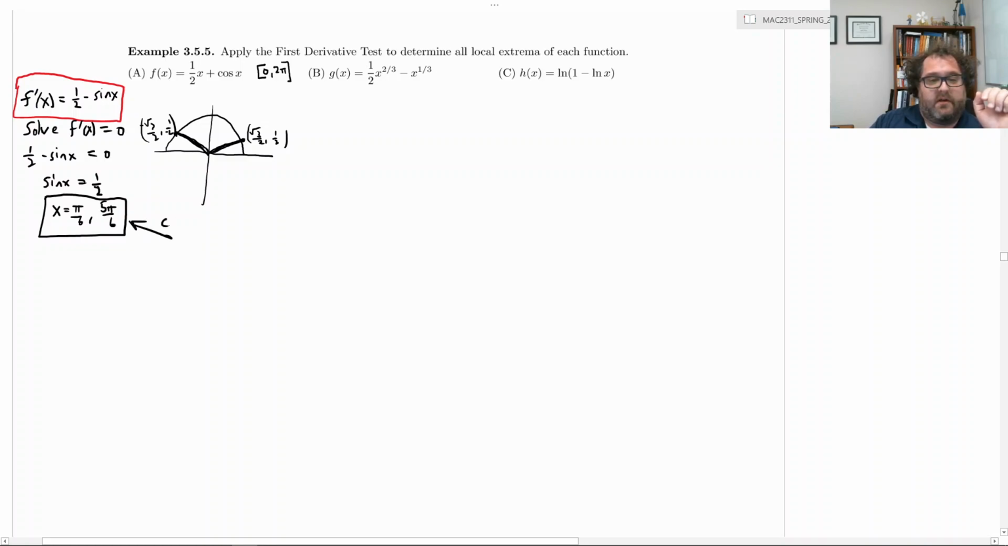And so there are our critical values. Okay, so now we can get to the business of our sign chart. Now, remember, our domain is restricted. We're only considering 0 to 2 pi. So, instead of having a number line from 0 to infinity, we have a number line with 0 to 2 pi, and we have pi over 6 here, and we have 5 pi over 6 there.